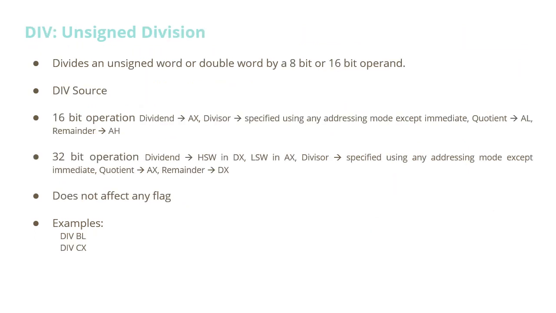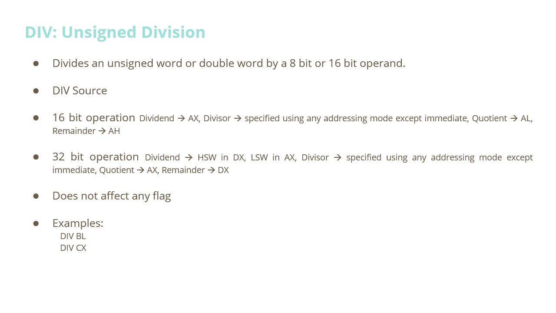The next instruction is for the division operation, which is specified as DIV, for the unsigned division operation. This instruction divides an unsigned word or a double word by an 8-bit or a 16-bit operand. The format of this instruction is DIV source.